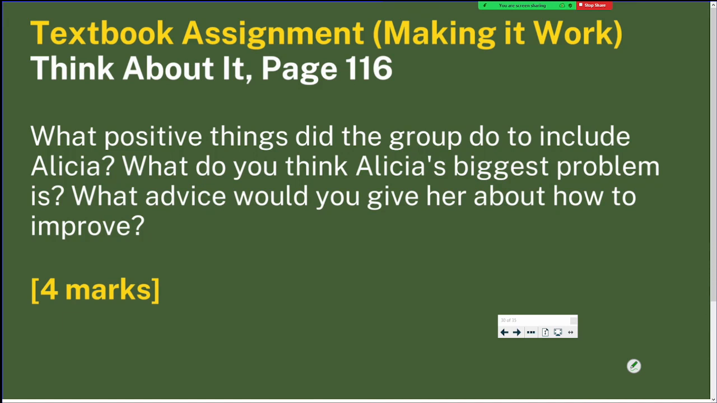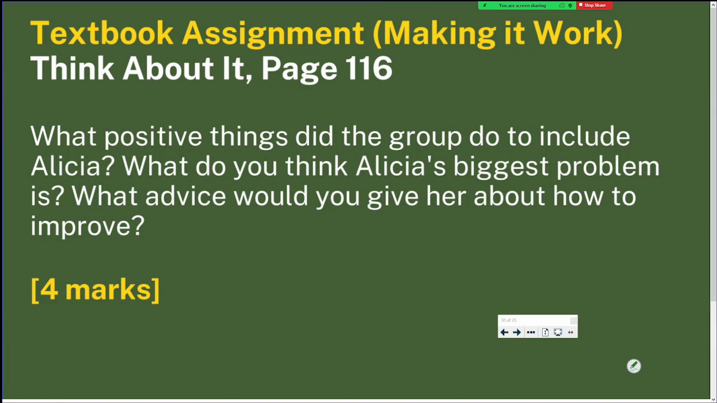All right, so as I read this, think about the positive things the group does to include her, and think about Alicia's biggest problem, what's holding her back, and think about what advice you'd give her about how she can improve. So the group knows that she's interesting, creative, and she can potentially do great work, but they don't know how to make it happen.